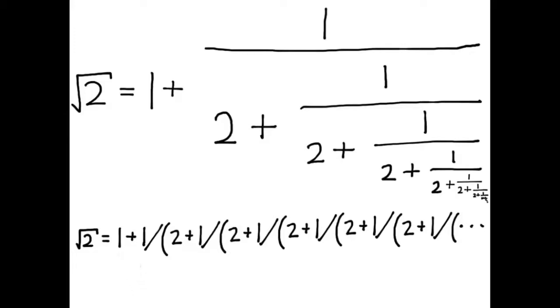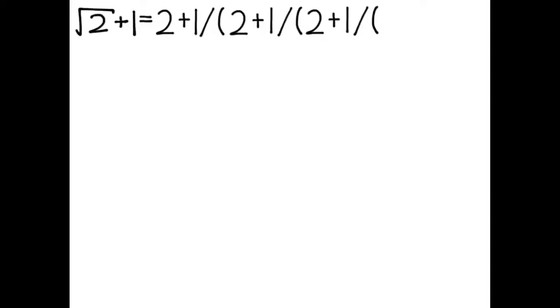Actually, we should look at the square root of 2 plus 1, because then the pattern would be nice all the way through. So let's write our conjecture in terms of the square root of 2 plus 1. Our conjecture is square root of 2 plus 1 is 2 plus 1 over 2 plus 1 over 2 plus 1 over 2 plus 1 over, and on forever.